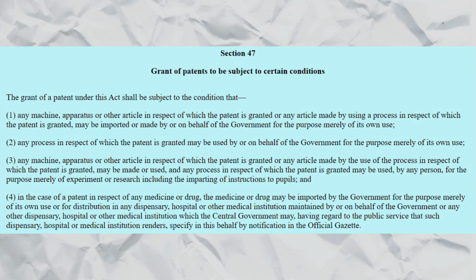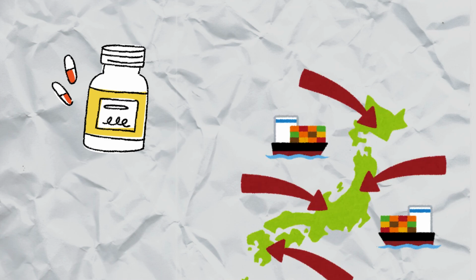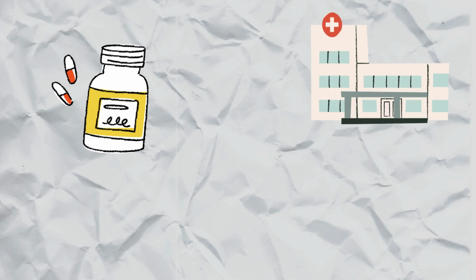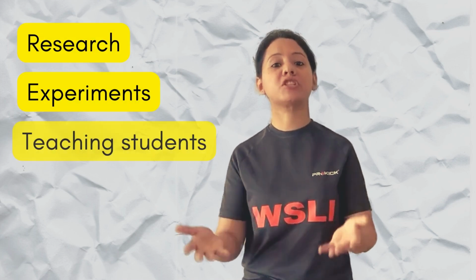One big one, the government can use it just for its own purposes, whether it's a machine, a process or even a drug. So for example, if you patent a new drug, the government can import or make it for its own use in hospitals, dispensaries or other public services. And it's not just limited to using it, they can also make products for research, experiments or even for teaching students. So basically, the government steps in to make sure that the important inventions, specifically the inventions related to health, are available when they are needed the most, that is, in the times of need.